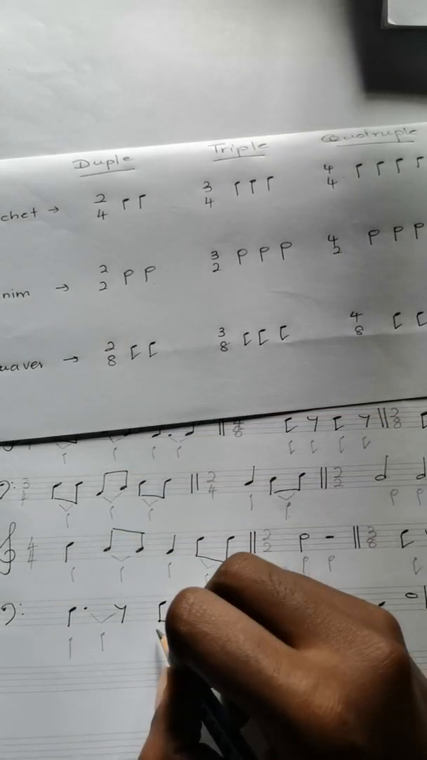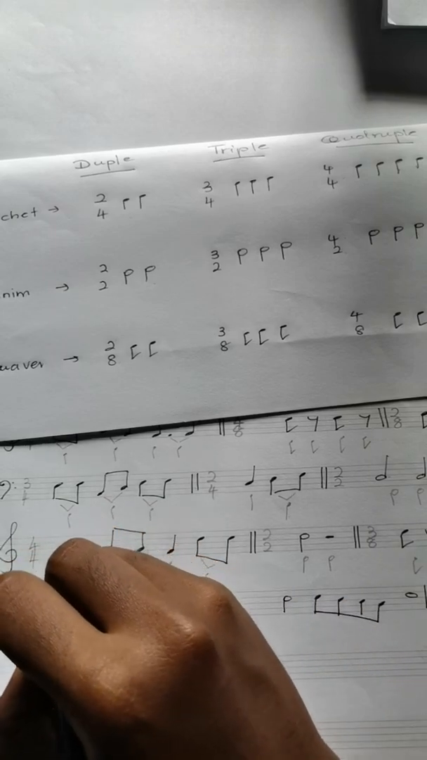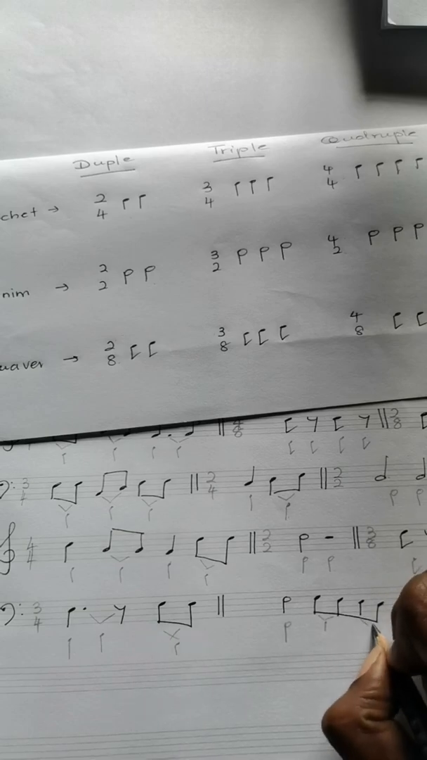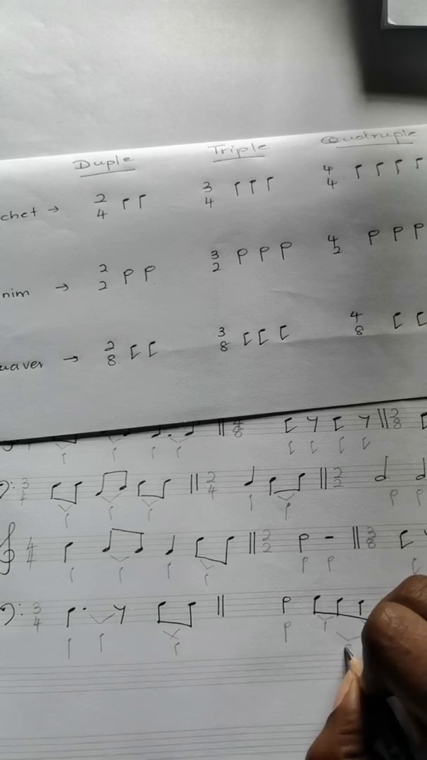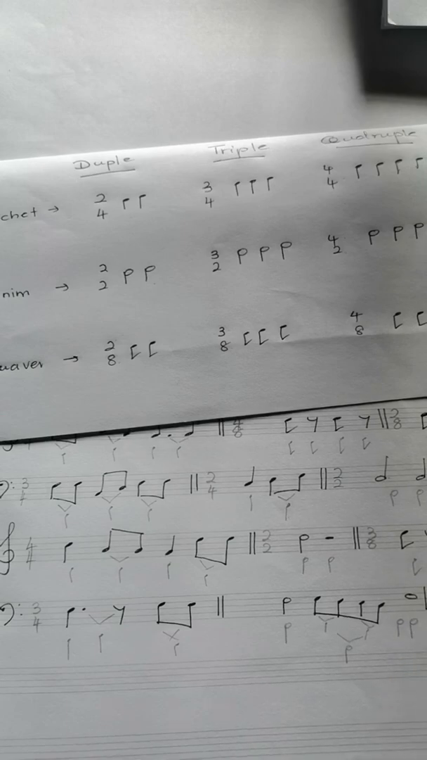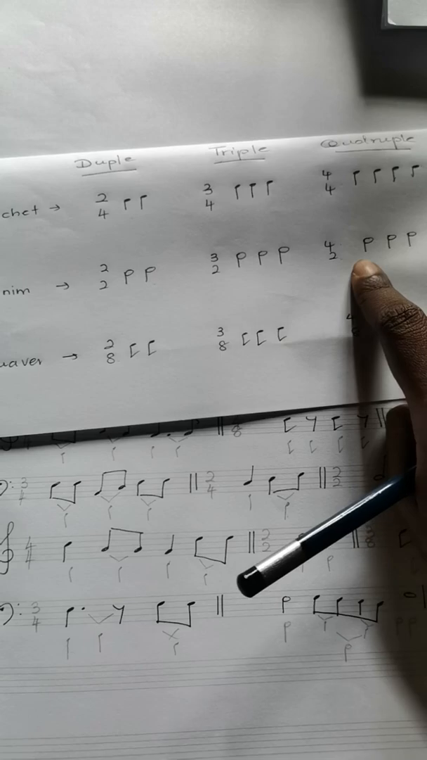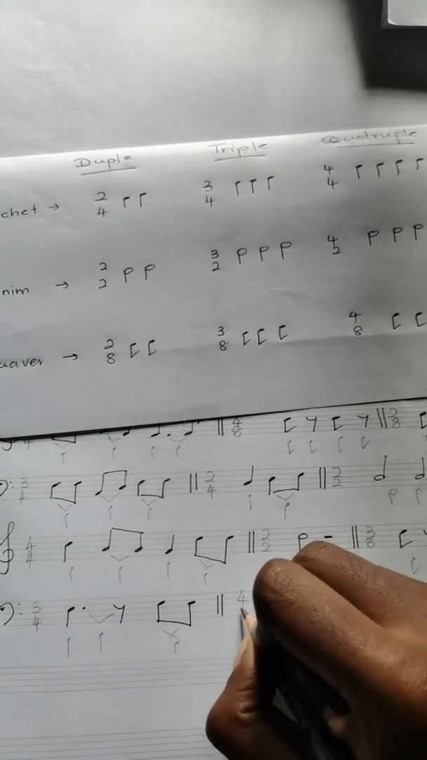Crotchet. These two together another crotchet. These two together another crotchet. 3 crotchets, so 3/4. Next here you have a minim. These two will give you a crotchet. These two will give you a crotchet. 2 crotchets will give you a minim. And inside a semibreve you have another 2 minims. So 1, 2, 3, 4. 4 minim beats in a bar. Who has that? 4/2 has 4 minim beats in a bar.